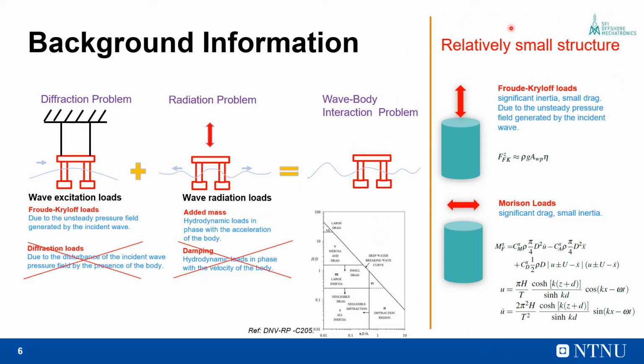Thus, for a relatively small structure, the fluid loads can be expressed by the Froude-Krylov loads in case there is significant inertia and small drag, and the fluid loads can be approximated by using the Morison formulation in case of significant drag and small inertia.